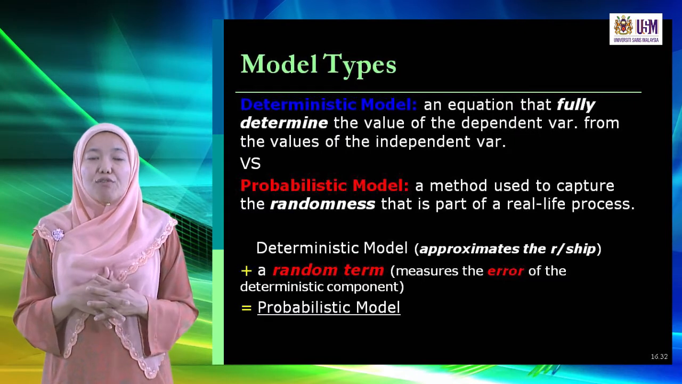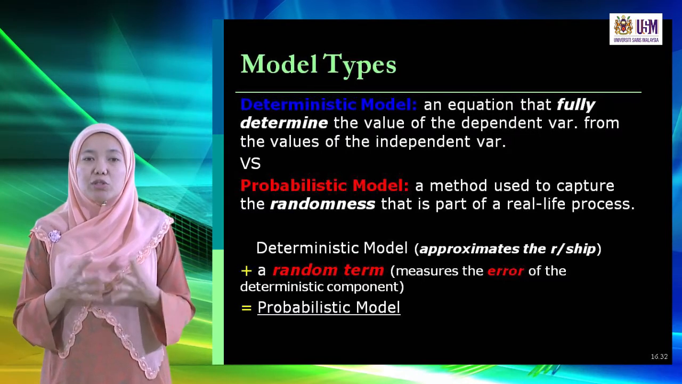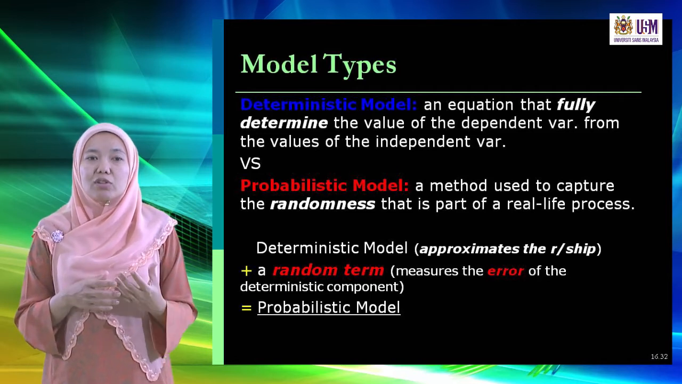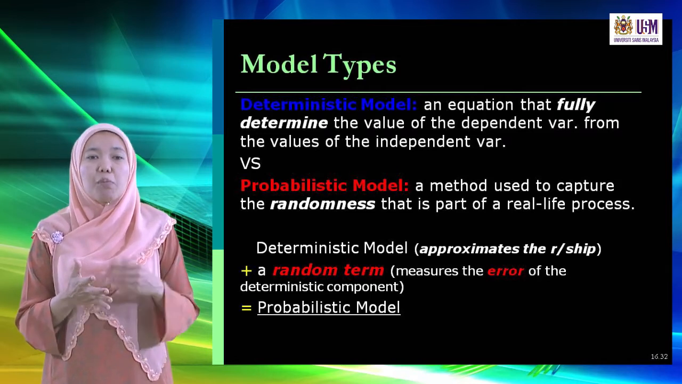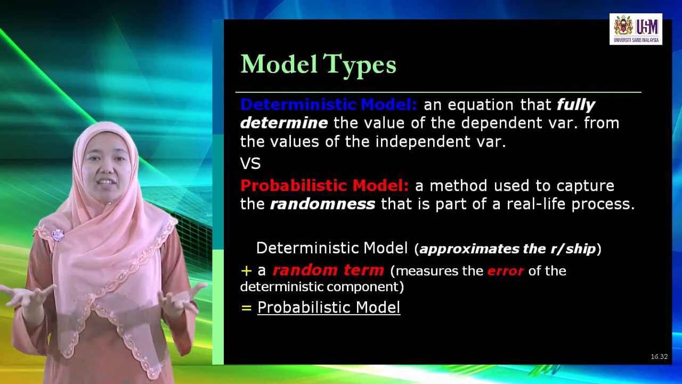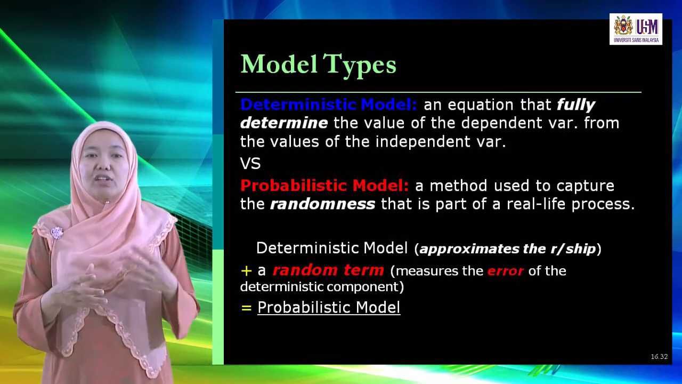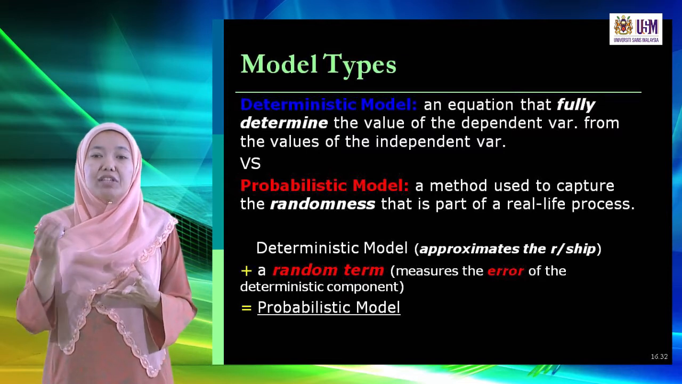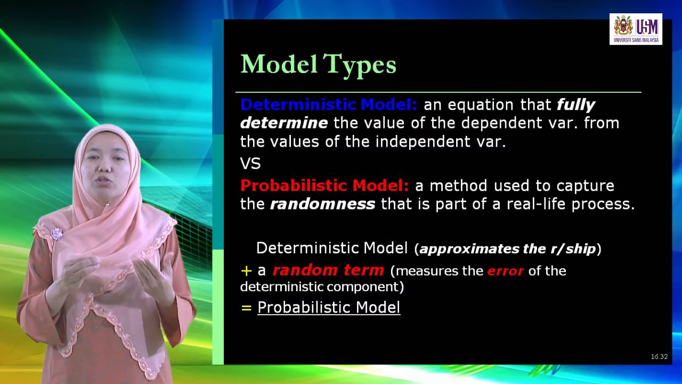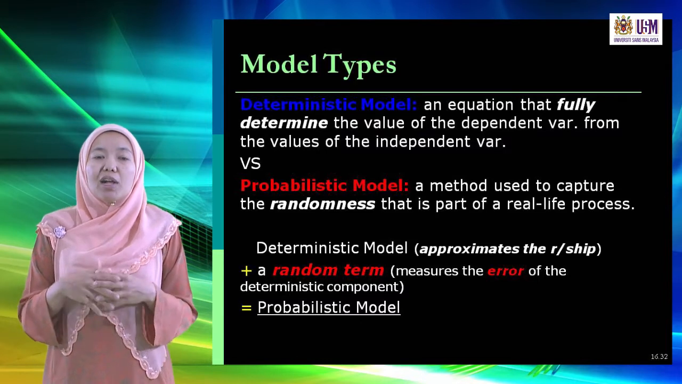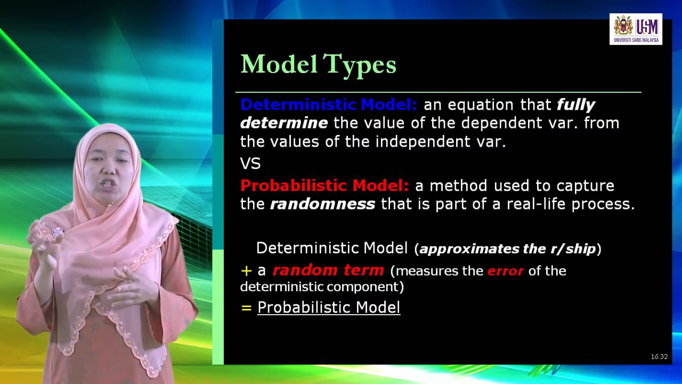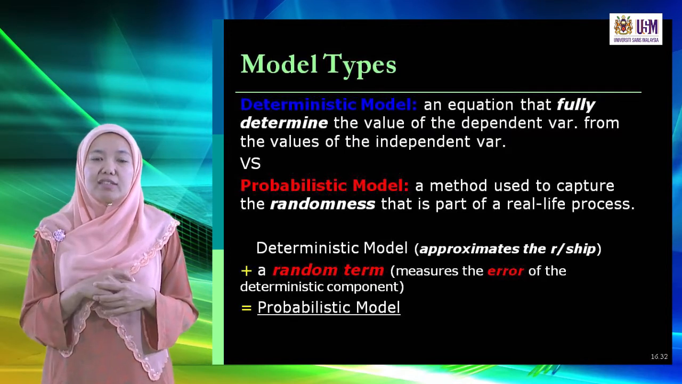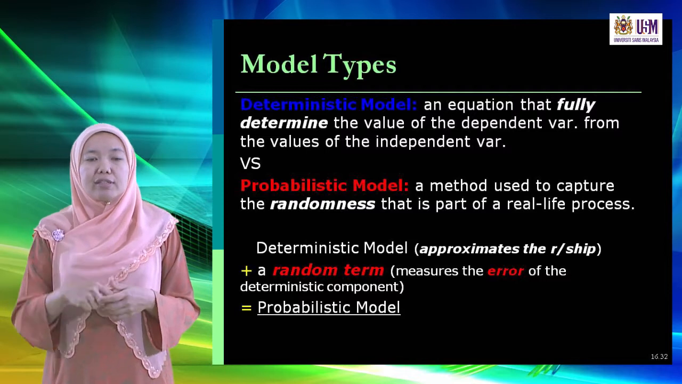Before we can go further, I need to explain to you the different model types. Just now you already came across the words deterministic model and probabilistic model. What are they? A deterministic model is an equation that fully determines the value of the dependent variable from the value of the independent variable. While the probabilistic model is a method used to capture the randomness that is part of real life processes. I'm going to give you the example later.